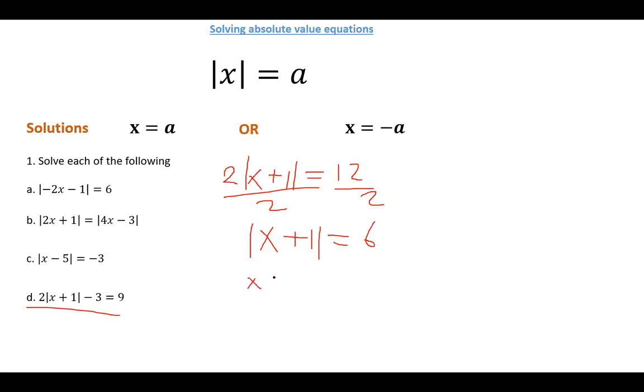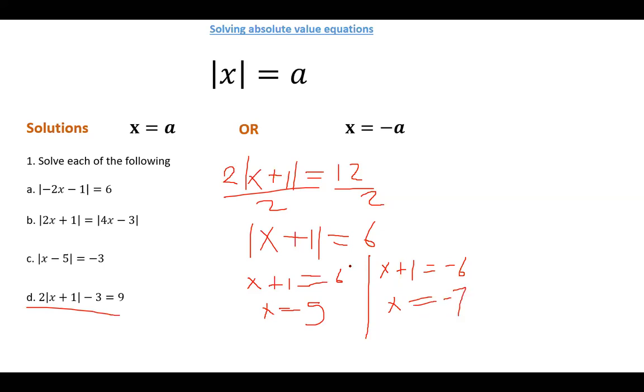So this one even becomes easier now. You just say x plus 1 being equal to positive 6, and then you say x plus 1 again being equal to negative 6. So from here now it's even simple. You take this positive 1 to the other side of the equal sign. You have your x being equal to 5, and then you take that 1 to the other side of the equal sign. You have your x being equal to negative 7.